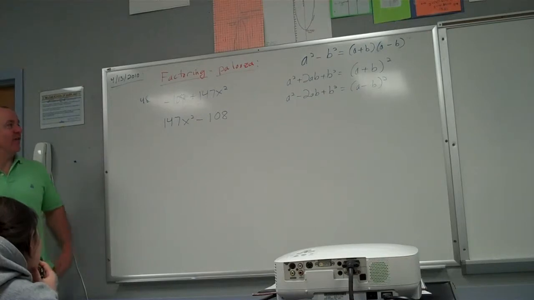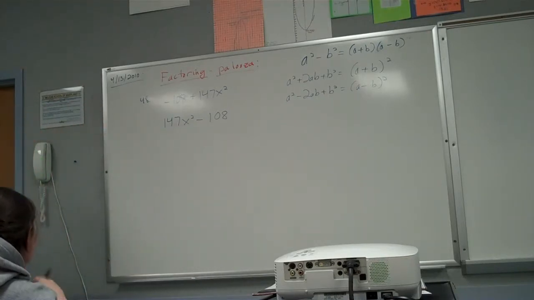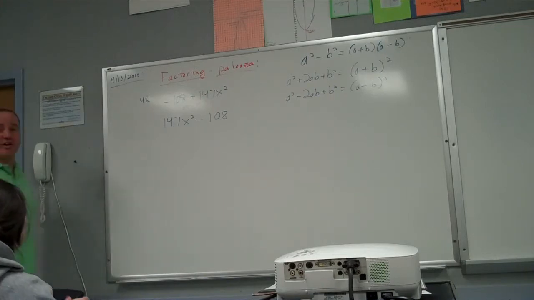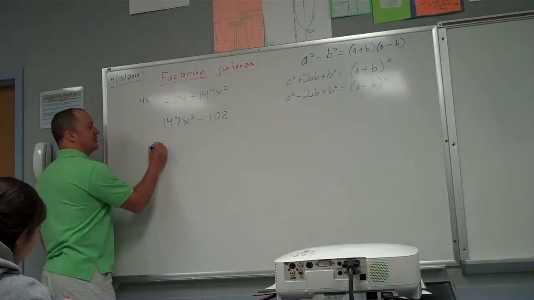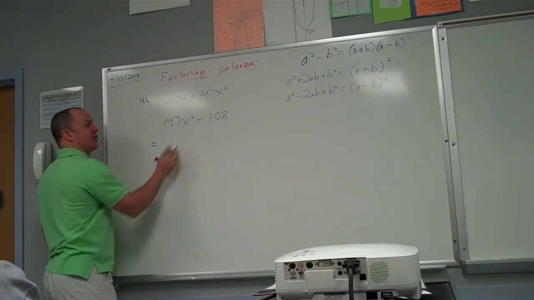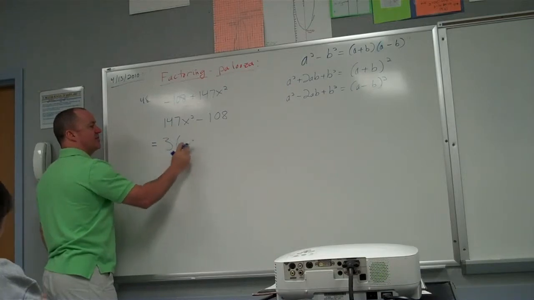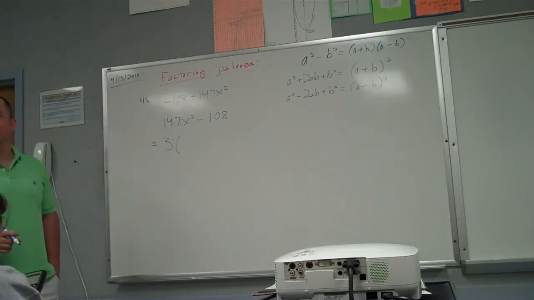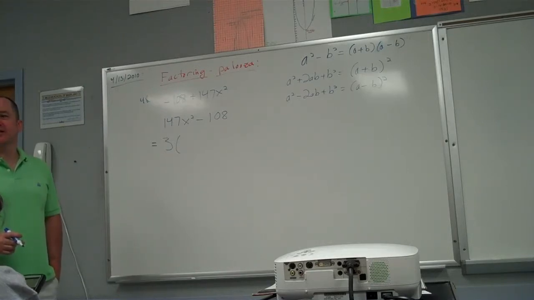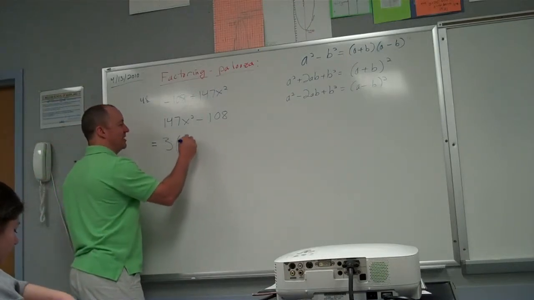Now, is there a greatest common factor to these two? Yes. 3. Very good. Now, here's the first trick. You notice that 3 is the greatest common factor for both of these. 3 times what gives you 147? Is it 50 something? Nope, just under. 40 something? 49. 49x squared.